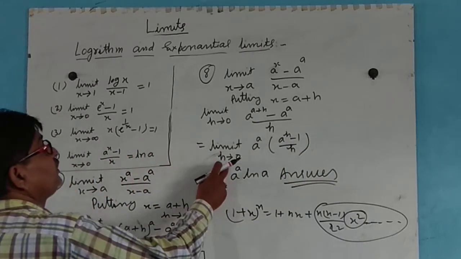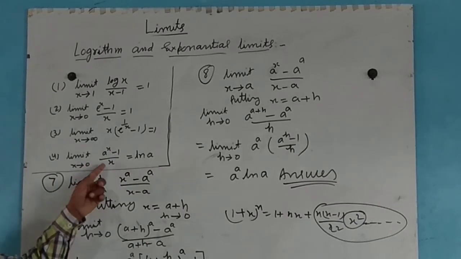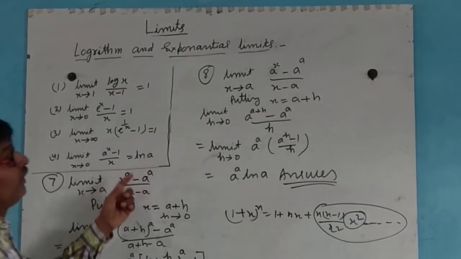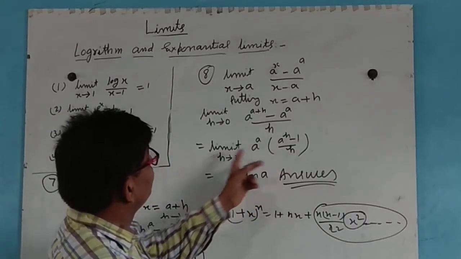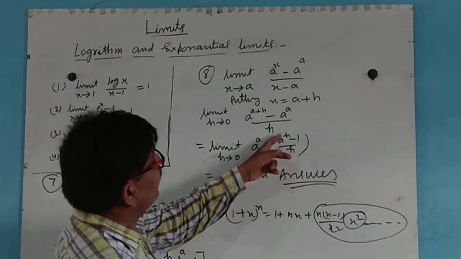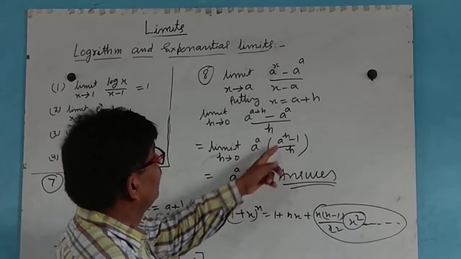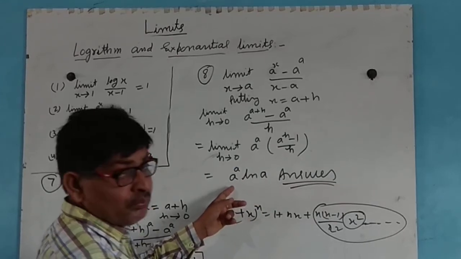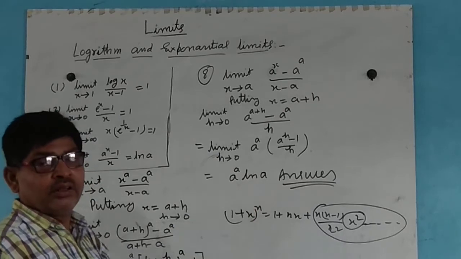Limit x tends to 0, (a to the power x minus 1) by x is equal to log a. In the similar way, limit h tends to 0, (a to the power h minus 1) by h is equal to log a, so our limit will be a to the power a log a.